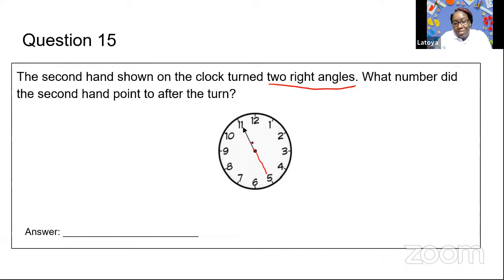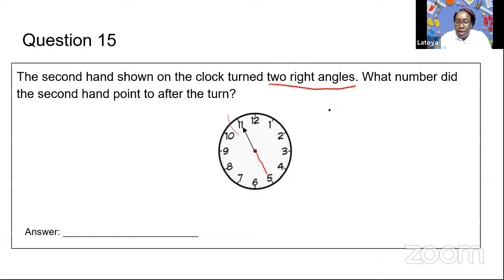No, but it's not asking us that. The question, I'm seeing somebody put 2 hours, is not asking us that. It says the second hand shown on the clock. It turned 2 right angles. What number did the second hand point to after the turn?